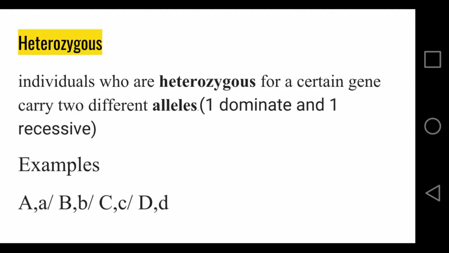And the last one, heterozygous. Individuals who are heterozygous for a certain gene carry two different alleles. Examples: uppercase A and lowercase a, and capital B and lowercase b.